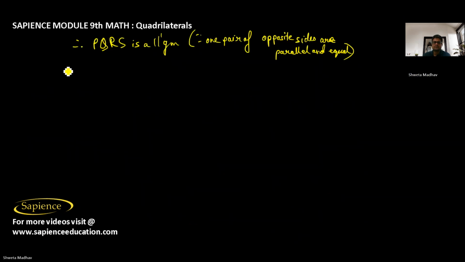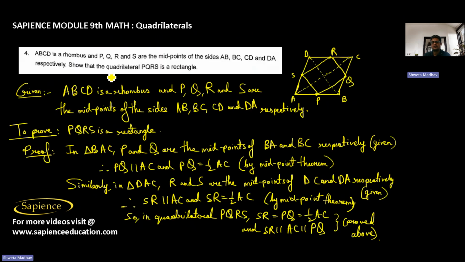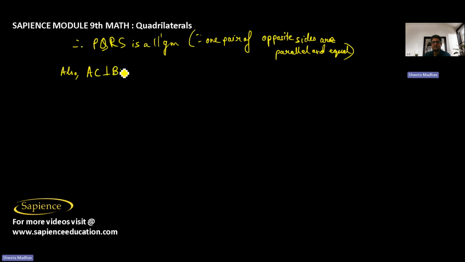Also, you can say that AC is perpendicular to BD. Since why? Since in a rhombus, the diagonals bisect each other at right angles.